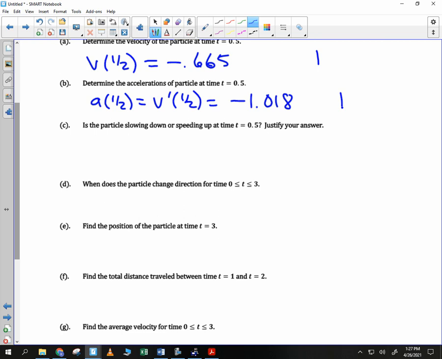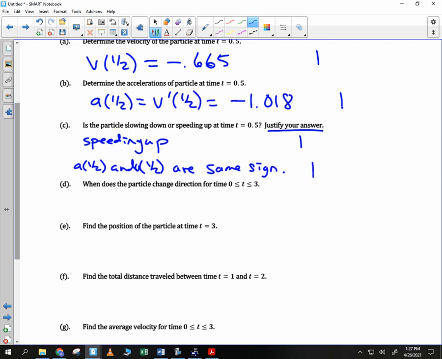Okay, is the particle speeding up or slowing down? Speeding up. And you get 1 point for that. It says justify your answer. The answer would be a of 1/2 and v of 1/2 are the same sign, so therefore it's speeding up. So you get a point for that.